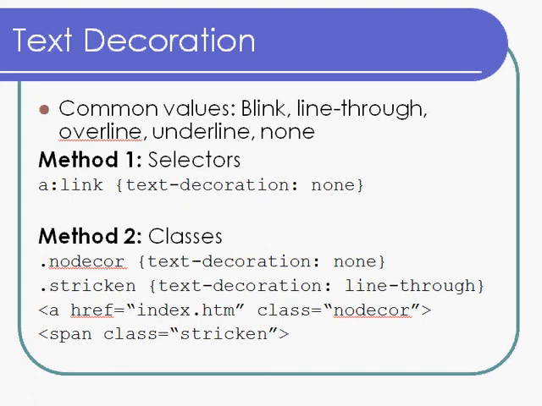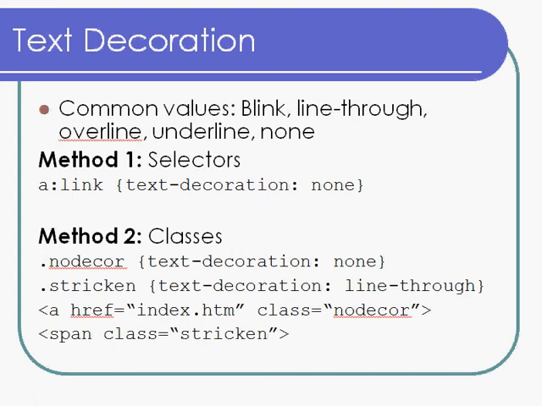When I want to apply these classes to my HTML code, you can see that I just go inside of whatever tag I want to apply it to again, and I add the class attribute, class equals no decor or class equals stricken. Alright, and just remember, for text-decoration, the common values are blink, line through, overline, underline, and none.